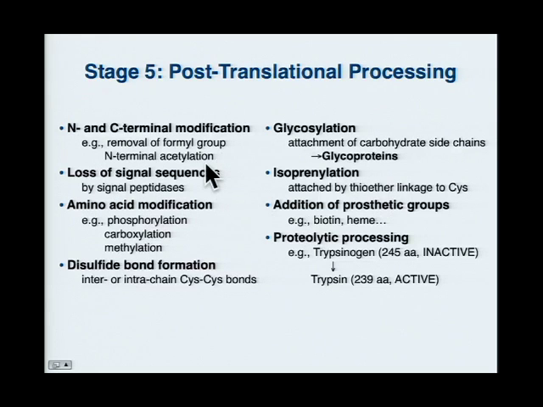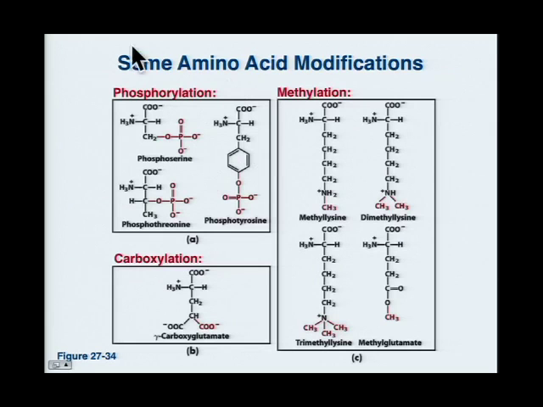We've seen these throughout the semester. This is a summary. We know too much about phosphorylation of alcohol-containing amino acids. Remember, these are changing the charge. You have a nonpolar to a charged residue. Can change shape, change activity, change binding interactions. Carboxylation, here's glutamate being carboxylated, or lysines can be methylated.